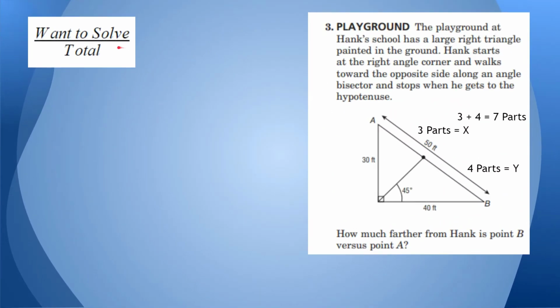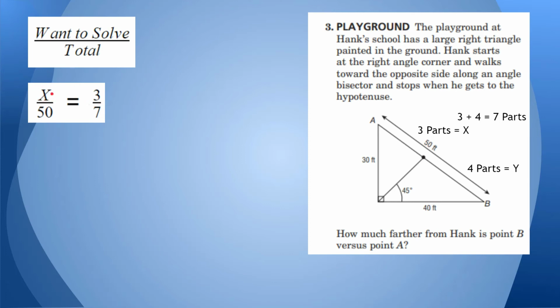Again, we want to solve over the total. We have our 7 parts and we have our 50. So here we're keeping it together. The reason that I have it set up this way is so that you can see what's in the denominator of both and what's in the numerator of both. Here at the bottom we have a total of 50, and here at the bottom of this ratio we have a total of 7. Okay?